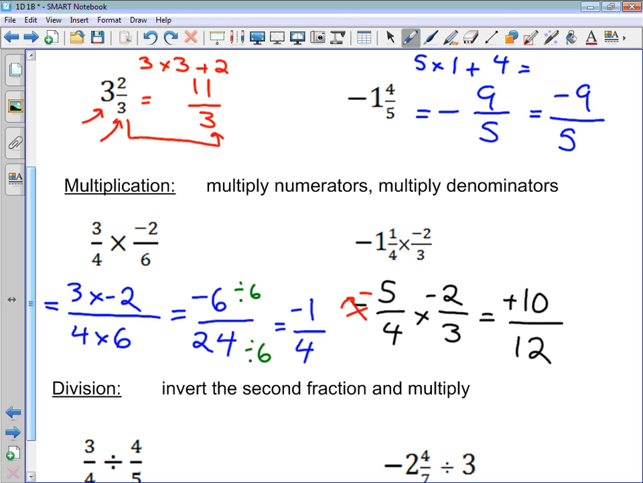Now, we ask ourselves, is this in lowest terms? Is there something we can divide both the top and the bottom by? Jeremiah, divide them both by 2 to get 5 over 6. Okay.